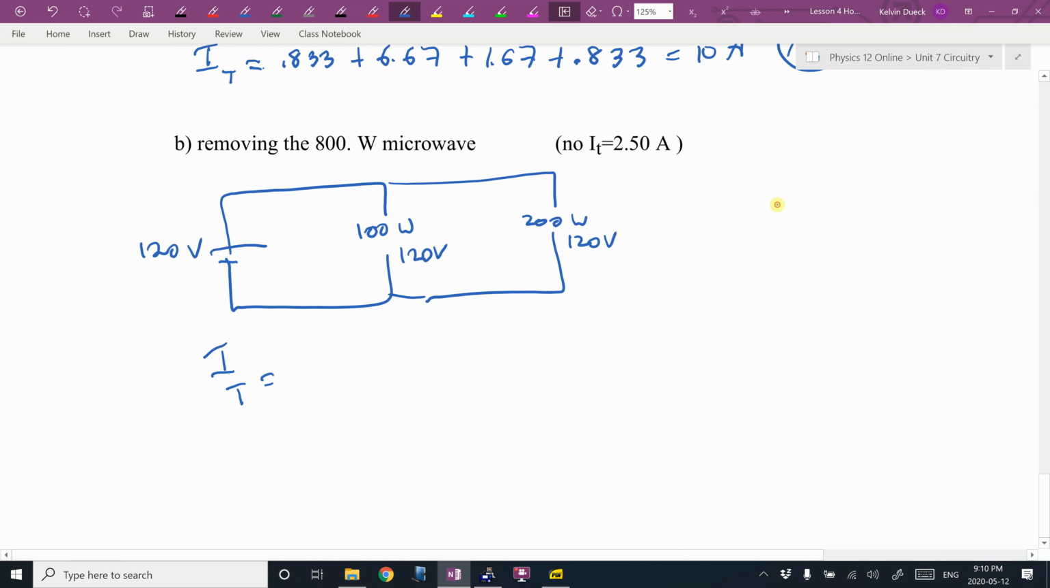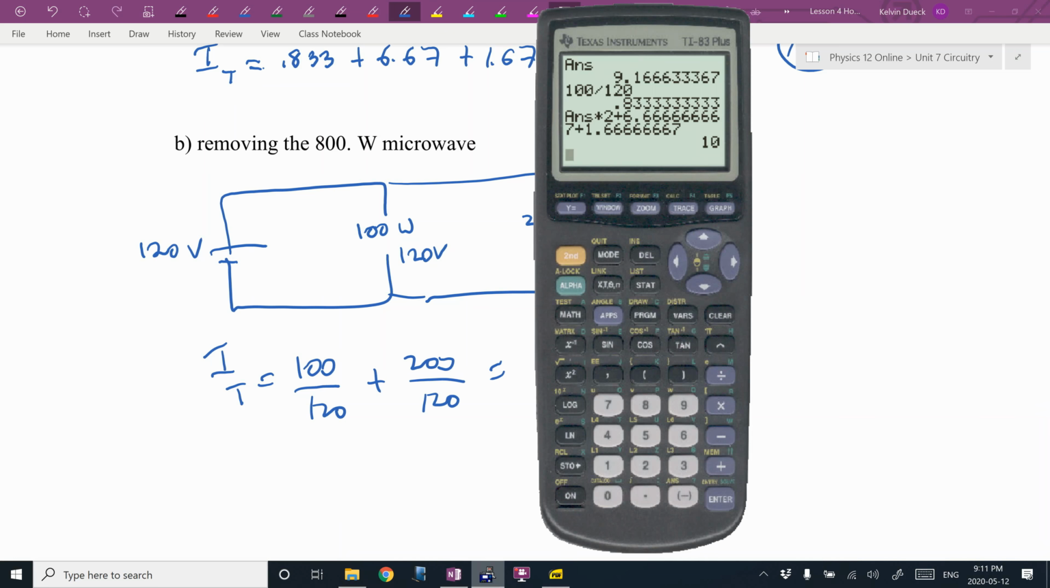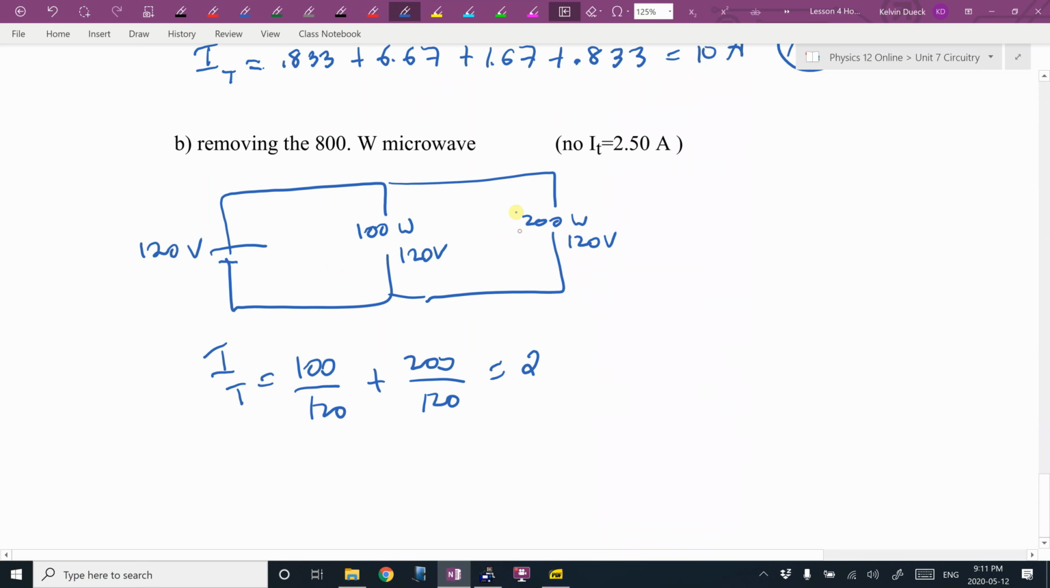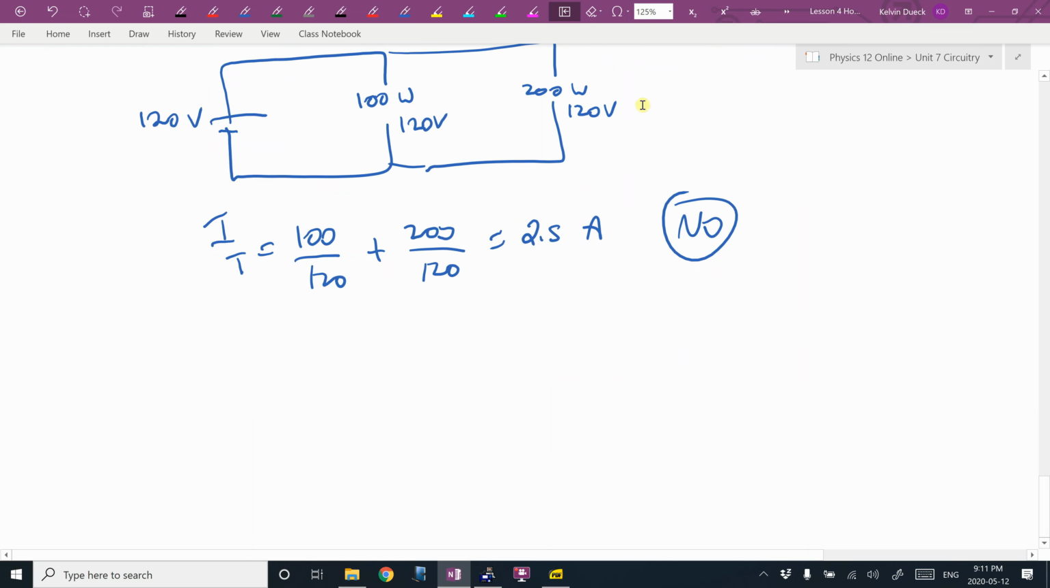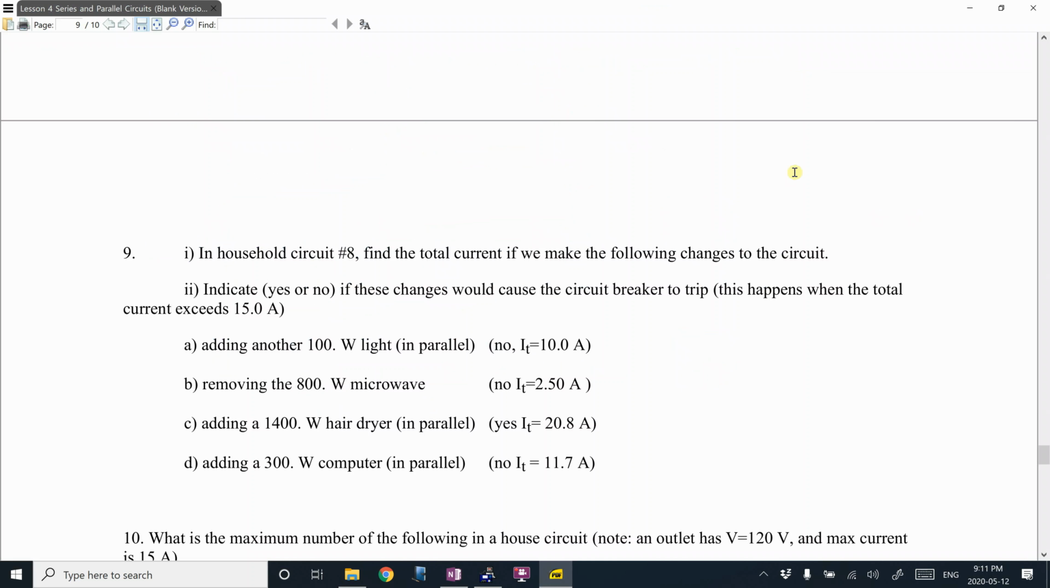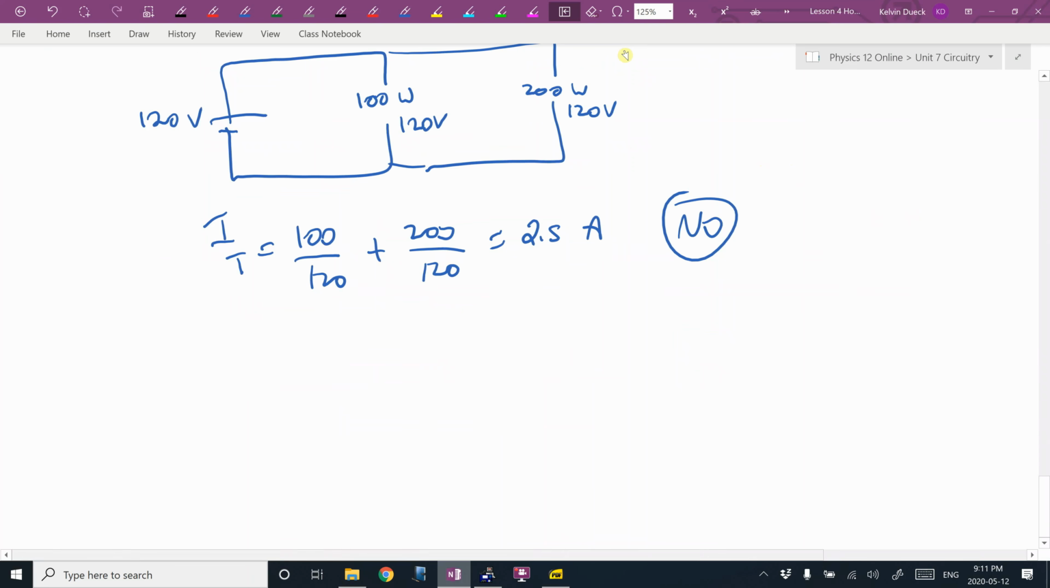So I total would be 100 over 120 plus 200 over 120, which is 300 over 120, which is 2.5 amps. Nope, still wouldn't trip the breaker. You're not going to trip the breaker by removing something. You're only going to trip the breaker by adding something. C.